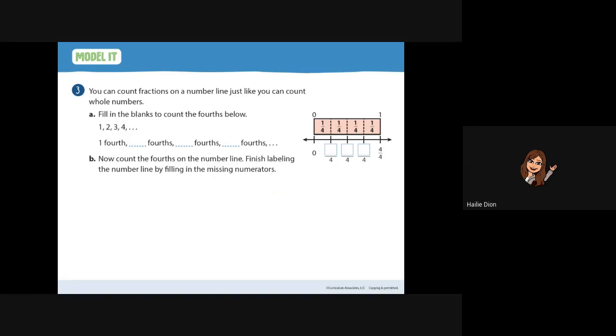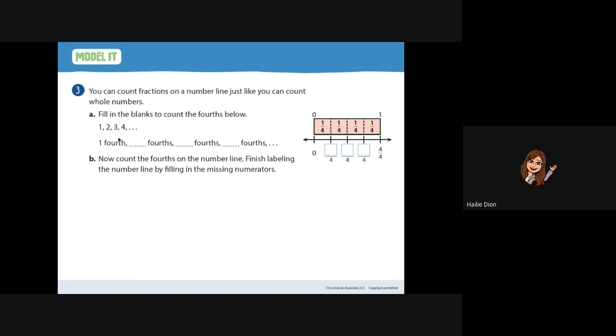So you can count fractions on a number line just like you can count whole numbers. So if we have 1, 2, 3, 4 in whole numbers, it would be 1/4. Then you would fill in the next, the next, the next. So if we have 1 plus 1, it would go here. Add another 1, go here. Add another 1, and we get to 4/4 or 1/2.